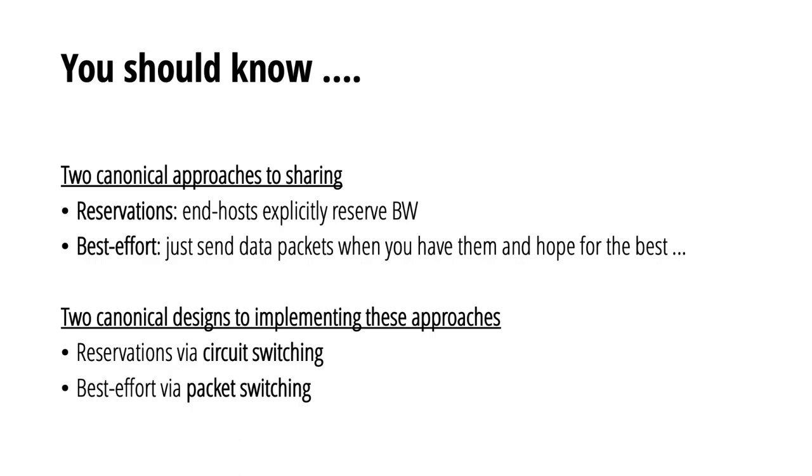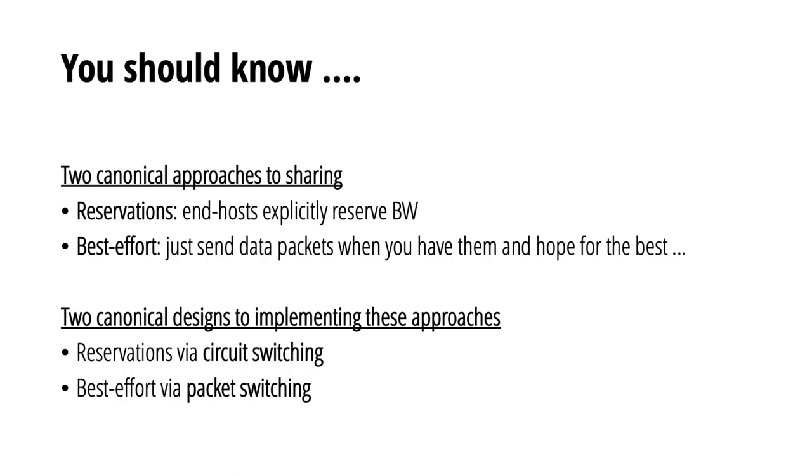Okay. And we talked about 2 canonical designs for implementing each of these. One was reservations implemented via this thing we said was circuit switching, and then of course best effort was packet switching. And after those first few lectures, we've only talked about packet switching because that is what the internet does. But you should remember this notion of reservations and the trade-off relative to best effort, and also at a high level the implications for implementing reservations in the way that circuit switching did.